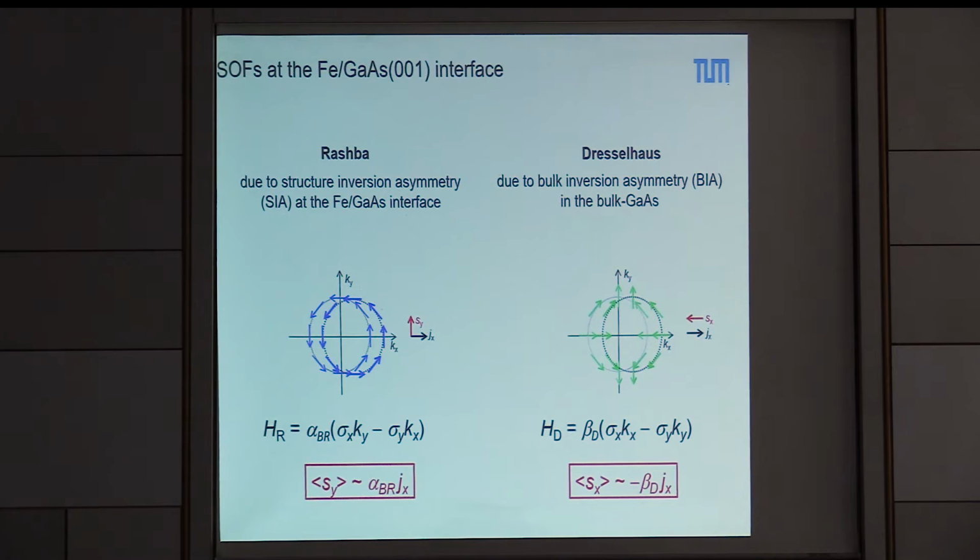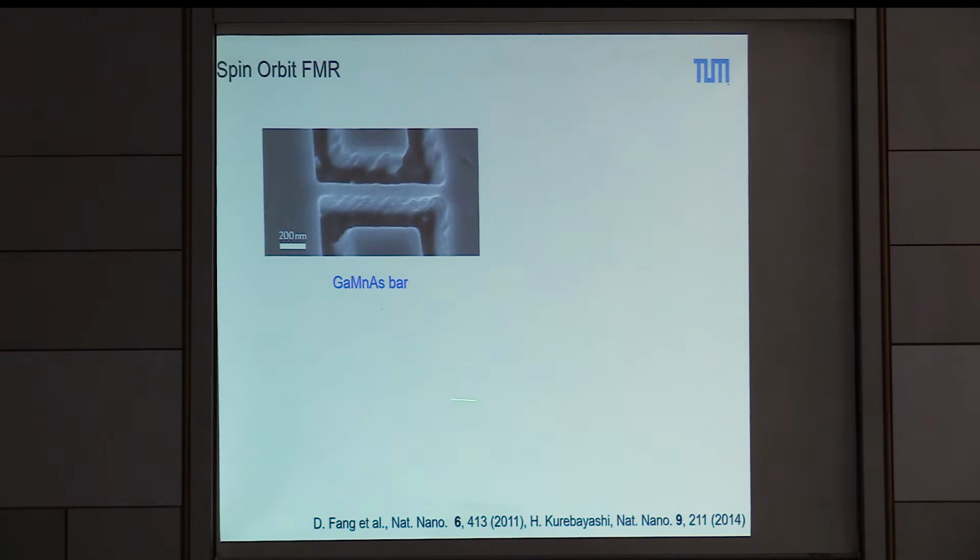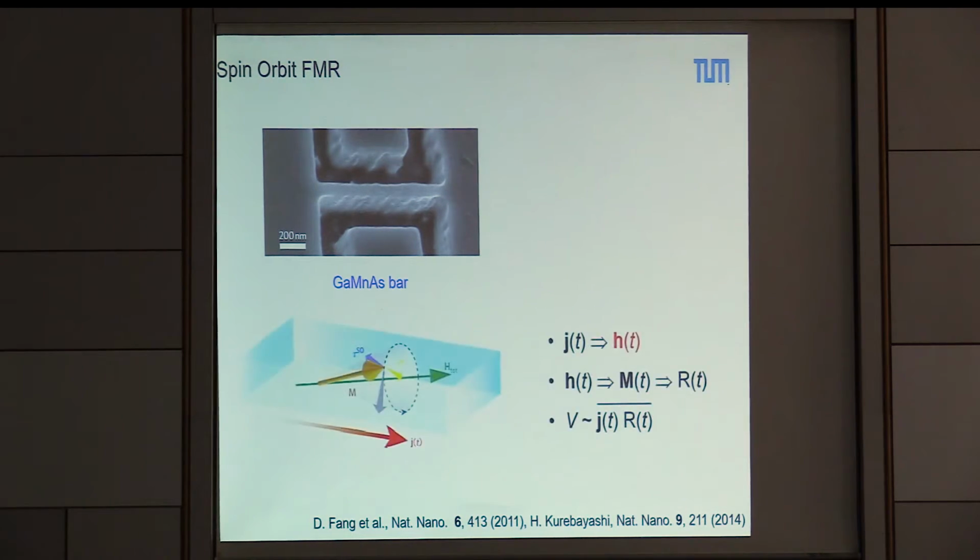Okay, so something happens. And now we can run a high frequency current through the device, and we get a high frequency field, and this high frequency field, of course, can drive the magnetization into resonance if we use the correct conditions. And this has been shown in these two publications. So here's a gallium manganese arsenide bar, and you can run the microwave current through this bar. And what happens then is that the current density creates the spin-orbit field inside the sample. The spin-orbit field drives the magnetization.